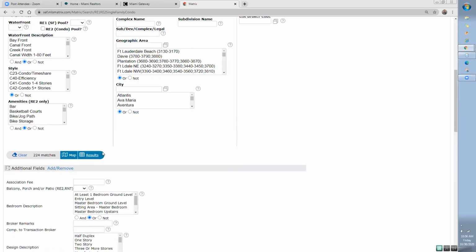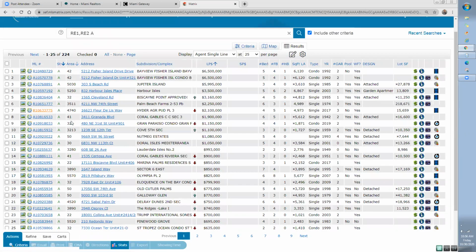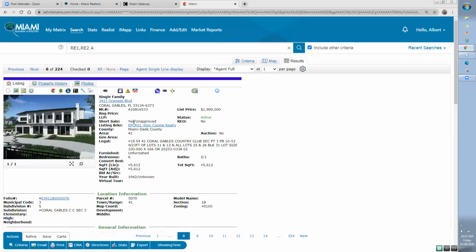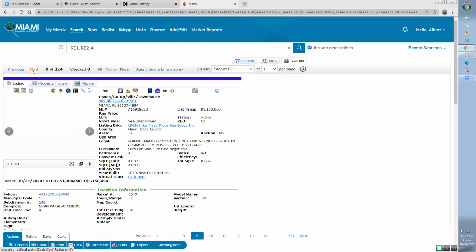All right, so I'm just going to click on a property. Okay, here's a property. It's a short sale. You'll notice the listing has the words short sale on it, and it'll say yes. Some of them will say yes, unapproved. What does that mean? It means that this property is selling as a short sale, but it has not been approved by the bank yet. Others will say yes, approved.